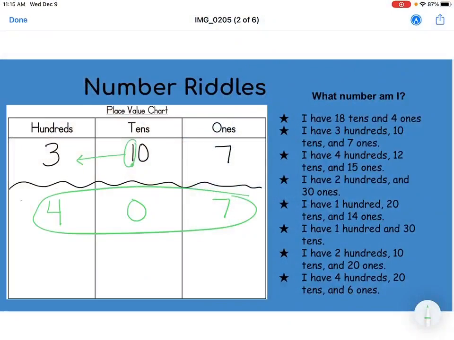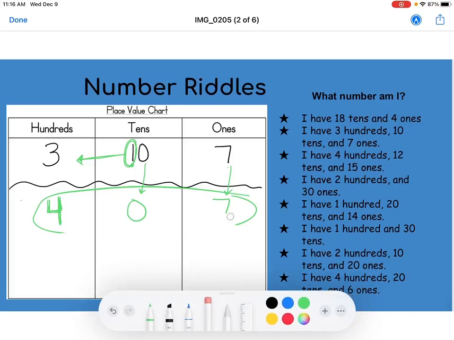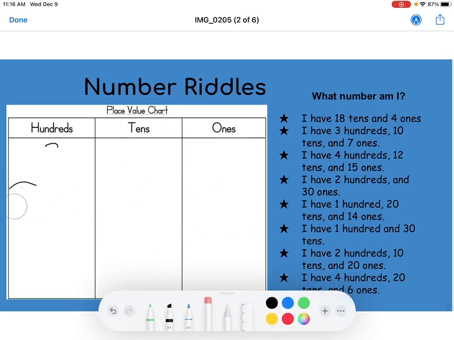Okay, I hope you're done and found out that we needed to regroup by moving this 100 over to the hundreds place, and when I add 3 plus 1 more 100, I get 4 hundreds total, and that left me with 0 tens, so you move the 0 down, and you still just have 7 ones. So our new number, the number to our riddle, was 407. All right, go ahead and draw your next place value chart. And let's take a look at our next riddle.